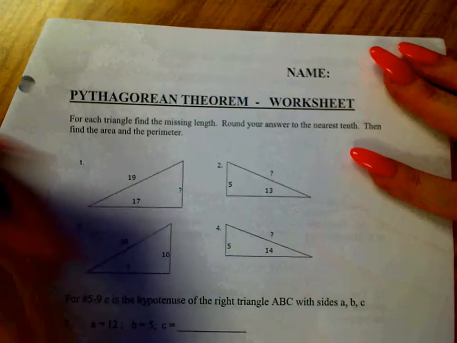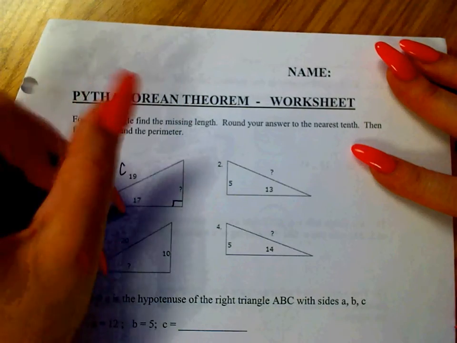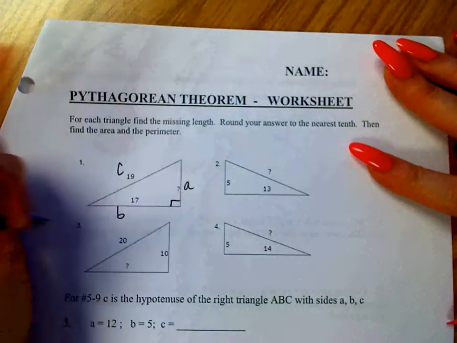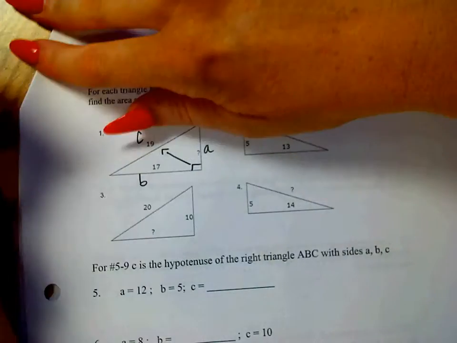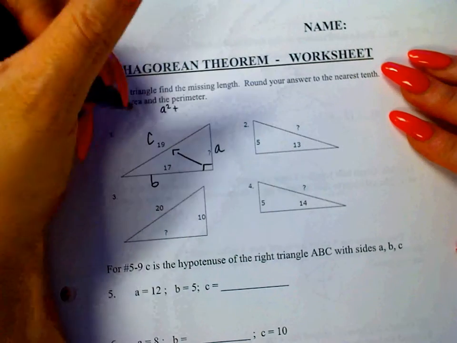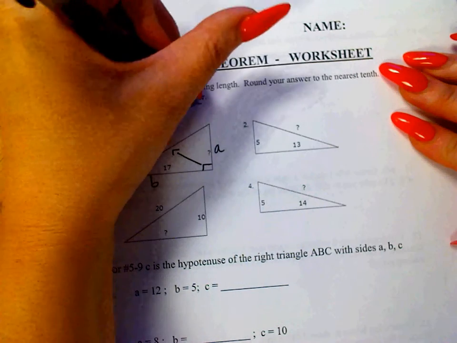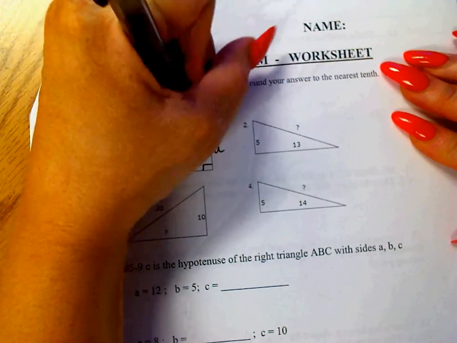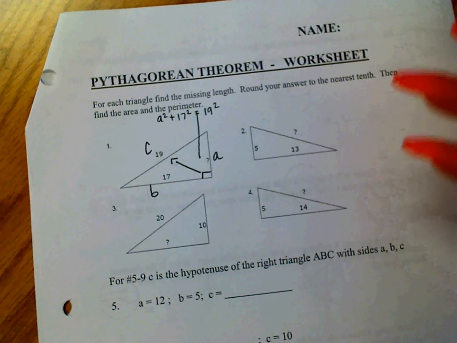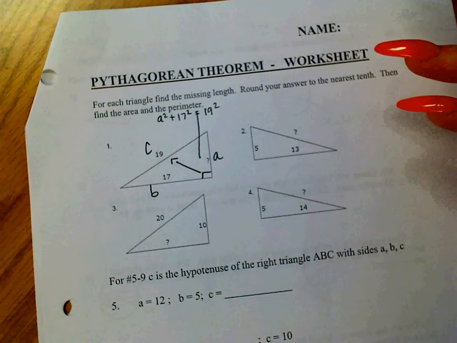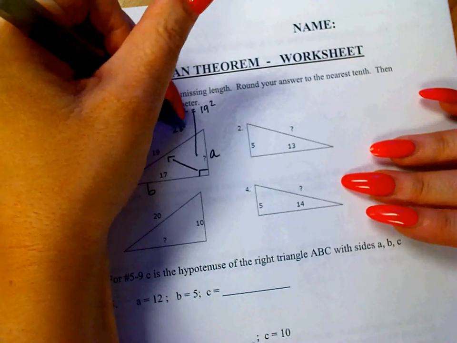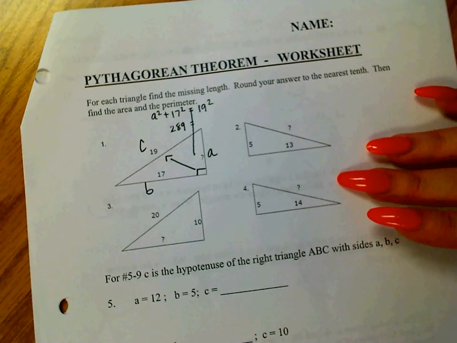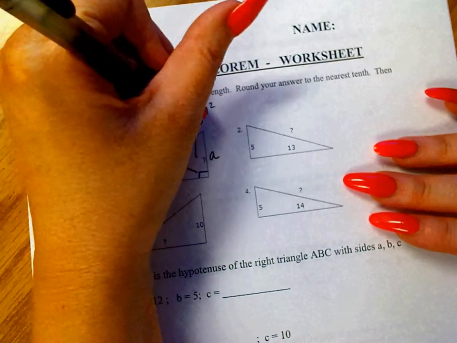Okay, so let's go ahead and label our A, B, and C for number 1. Remember, the hypotenuse is always the diagonal. So here we're going to do A squared plus 17 squared equals 19 squared. Ooh, I need a calculator. Okay. So 17 squared is 289, and 19 squared is 361.